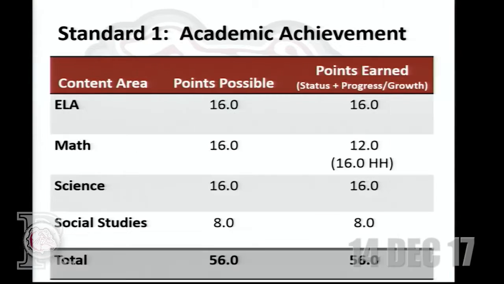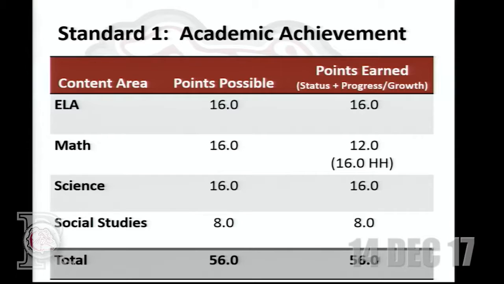Now, how that turns into points: for English language arts, there are 16 points possible. We earned 16 through a combination of status plus progress. For math, there are 16 points, and we earned 12. Below that, you'll see a 16.0 HH.